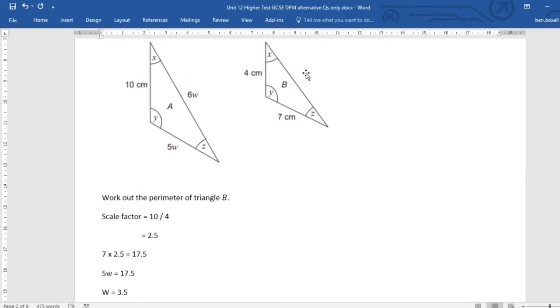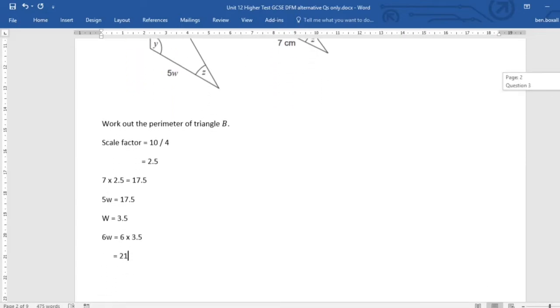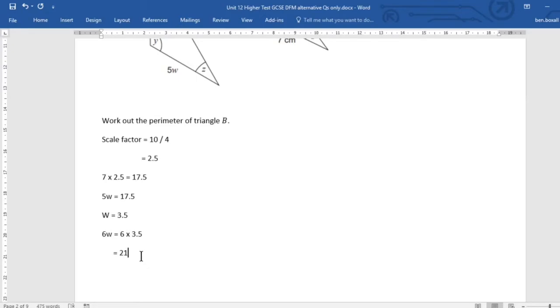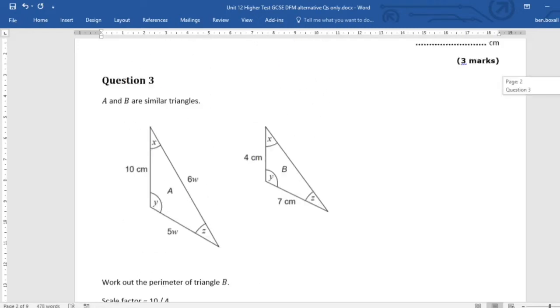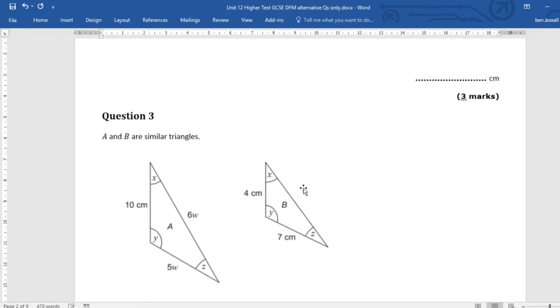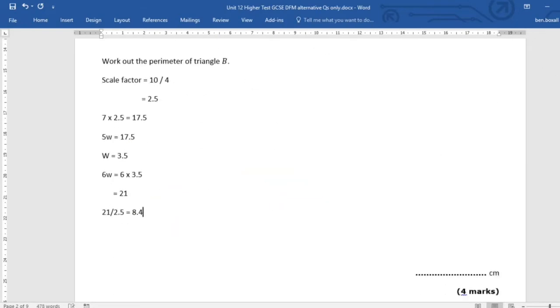So to get this length, I'm going to scale down 21. I'll be dividing 21 by the scale factor of 2.5. 21 divided by 2.5 equals 8.4. Okay, so now I've got all the three lengths of this triangle. That's 8.4 there. So I've got to do 8.4 plus 4 plus 7. So I'm going to write perimeter equals 8.4 plus 4 plus 7.